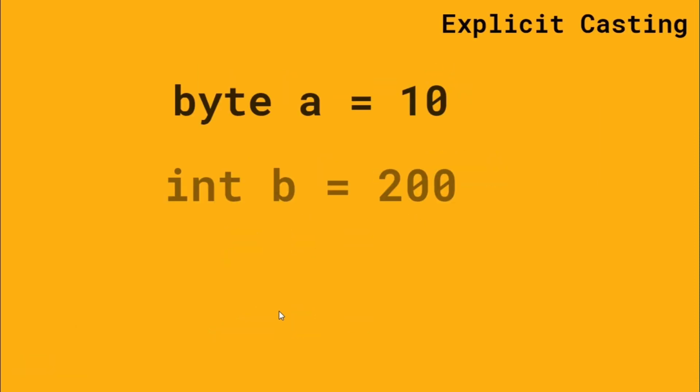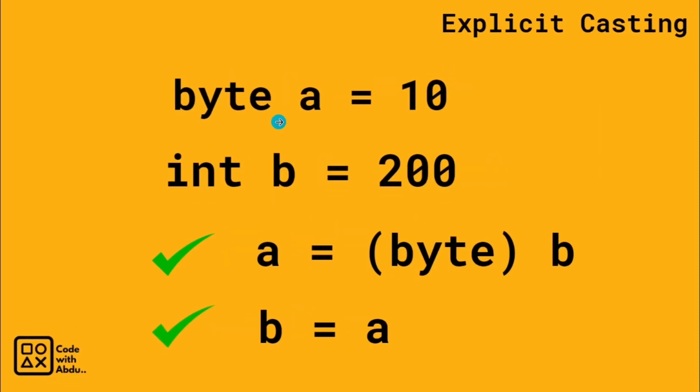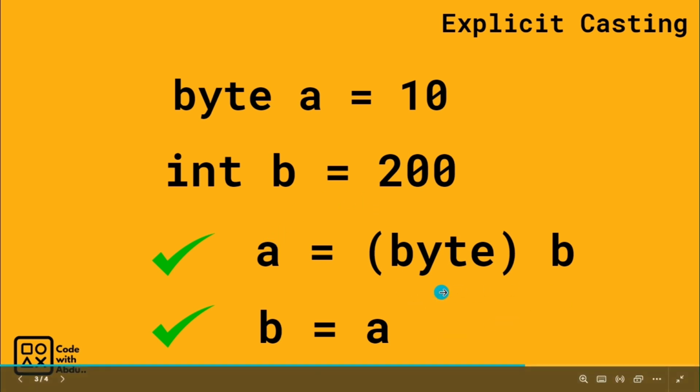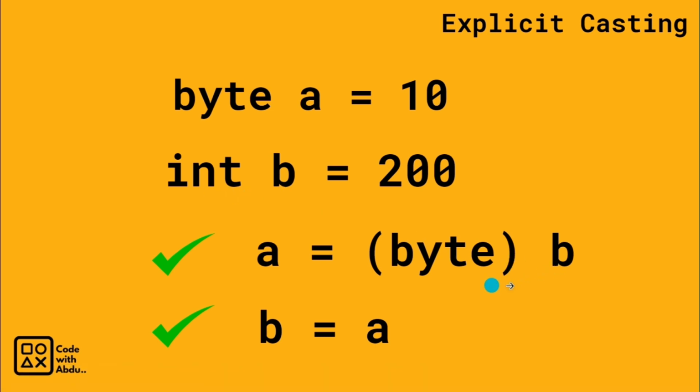Now it comes to explicit casting. Okay, what is explicit casting? Now you have a byte a equals 10, then you have an int b equals 200. Now you have a big basket and you want to put it in a small basket. At the beginning, you are changing its data type, like it is an integer, but you are making it small, like making a small basket and fitting it exactly into the small basket.